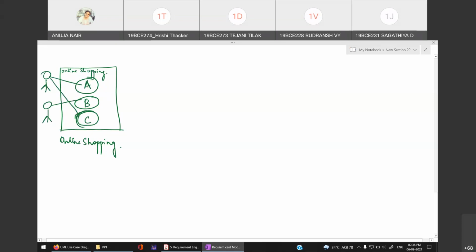Okay, let me just make a simple one. So this is your first use case. What is your second use case? Your second use case is basically a detailed representation of the first functional requirement, first scenario, first use case.